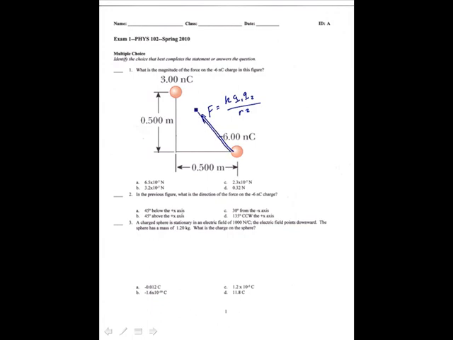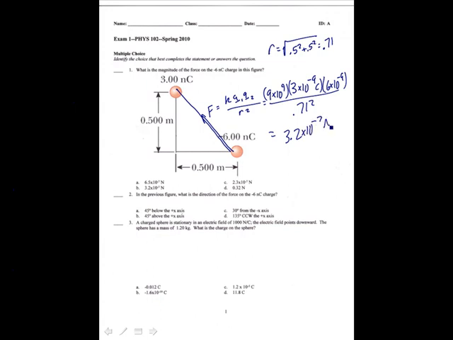Let's figure out first what is the value r. That is the distance between them. And r is equal to the square root of 0.5 squared plus 0.5 squared, which is equal to 0.71. Then, just put in the numbers here: 9 times 10 to the 9th, Coulomb's constant, Q1, we'll call the 3 times 10 to the minus 9 coulombs, 6 times 10 to the minus 9 coulombs, over 0.71 squared, and that gives us the answer, which is 3.2 times 10 to the minus 7 newtons. So that is option B.